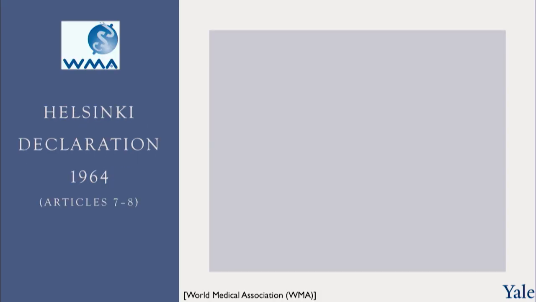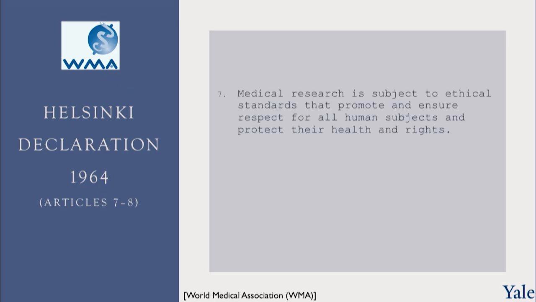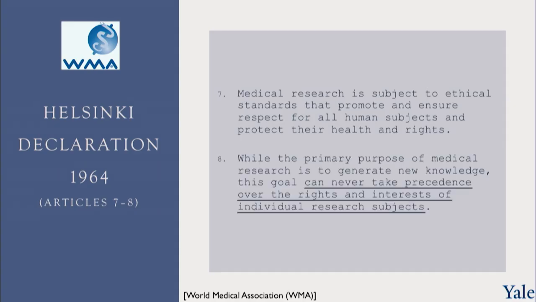As we think about testing things on people, we have to worry about the ethical side of things and what does it involve. And one of the key documents is the Helsinki Declaration of 1964. We're going to read a couple of paragraphs. This sets out some of the principles used when we test new things on people. Medical research, goes the declaration, is subject to ethical standards that promote and ensure respect for all human subjects and protect their health and rights. While the primary purpose of medical research is to generate new knowledge, this goal can never take precedence over the rights and interests of individual research subjects.